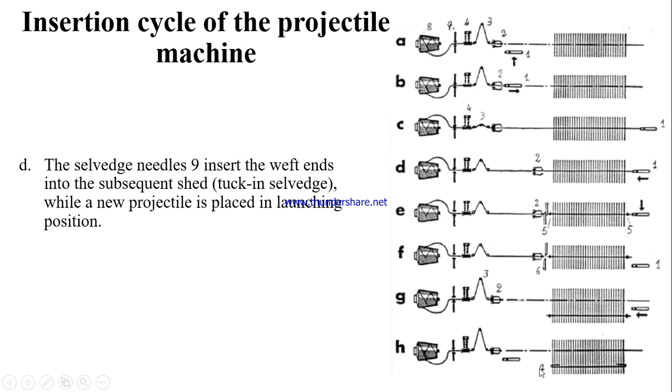The extra length of the yarn which was protruding after cutting by the cutter will be just tucked in inside the thread again. So now the new projectile will again be placed in the launching position. When these big operations, cutting and tucking, are going on, the new projectile is just getting in position for the next weft insertion. So in this way, the picking cycle or the insertion cycle of the projectile machine will go on.